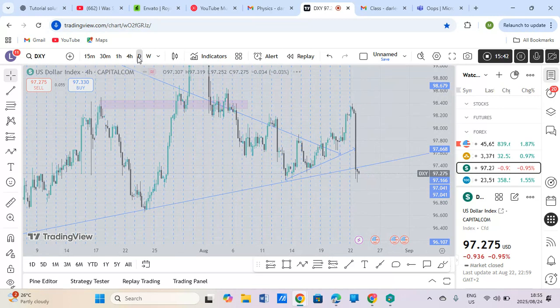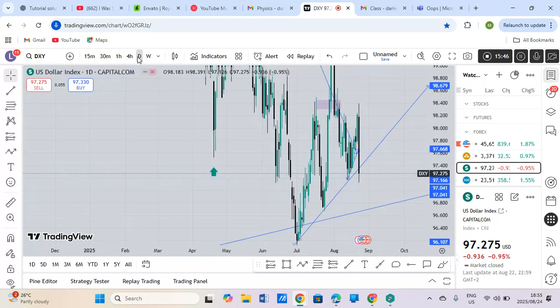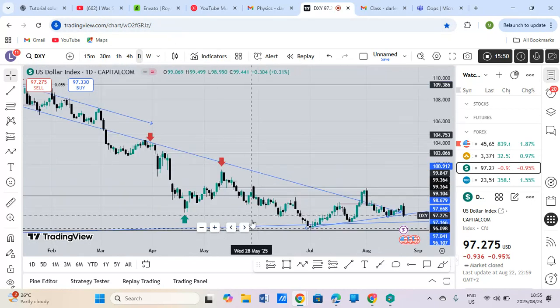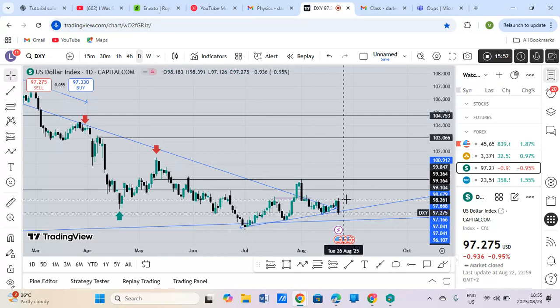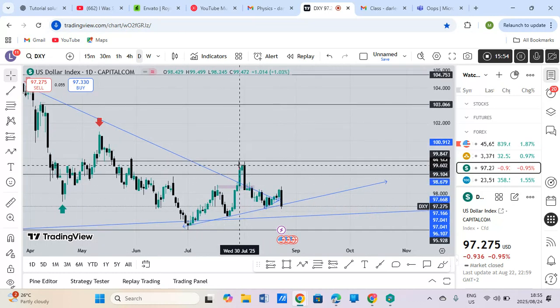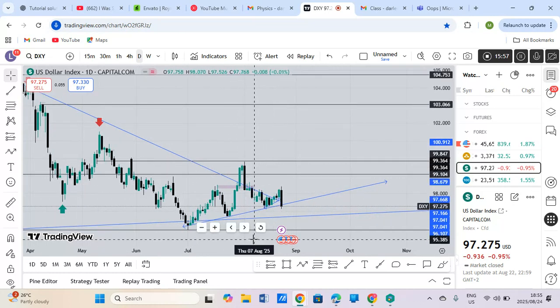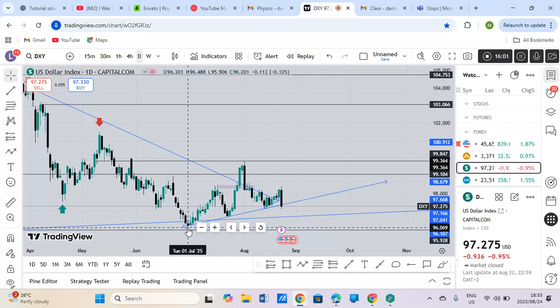Even on a daily time frame, you can't say I'm going to see dollar recovering its prices, because we've been playing around the price of 99 and the price of 96. This is the last touch we had for this year, and we're still looking forward to go around that price again. It's again 96.